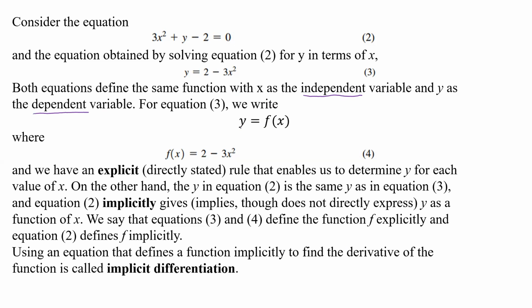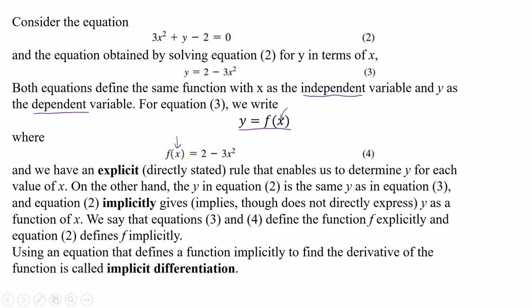So y is a function f of x. We plug in some value x and we get our y value out. We usually write that f of x equals 2 minus 3x squared, and we can explicitly state the rule that enables us to determine y for each value of x. Whatever we plug in for x, we plug it in here and we get a y value out. So it's an explicit rule.